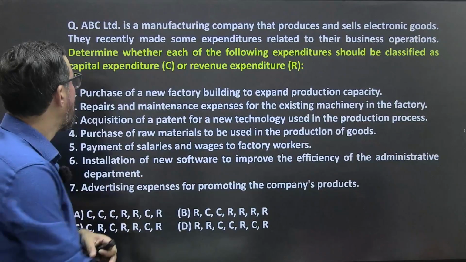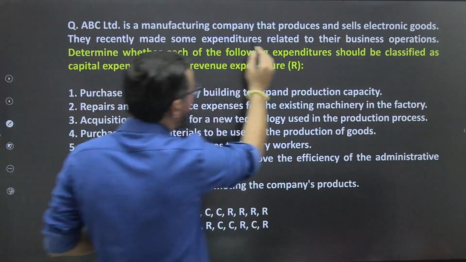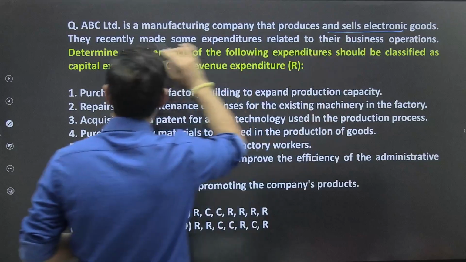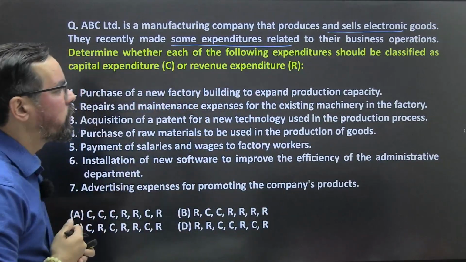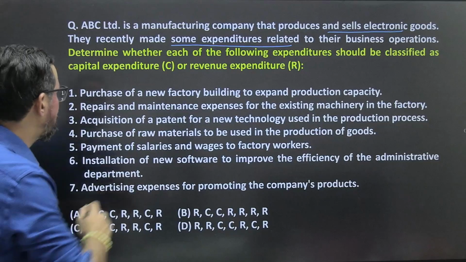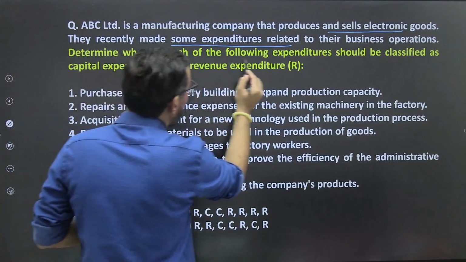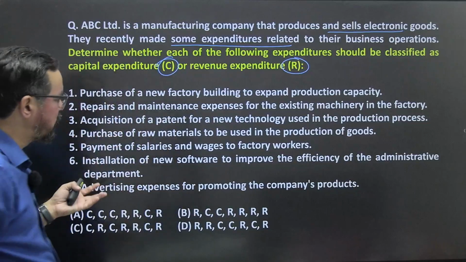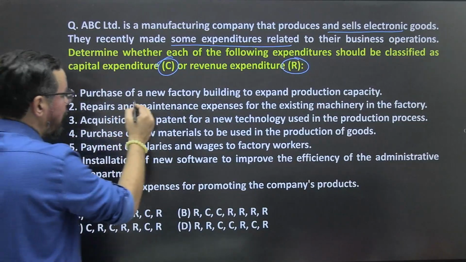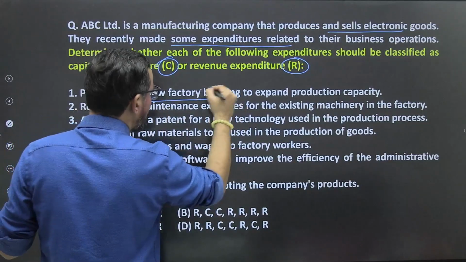Next one: ABC Limited, a manufacturing company that purchases and sells electronic goods, recently made some expenditures related to their business operations. You have to determine whether each of these is capital, with C, or revenue, with R. I guess we have solved this particular one. No. So, purchase of factory building, it is capital.